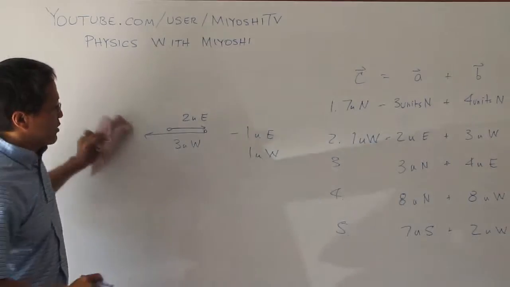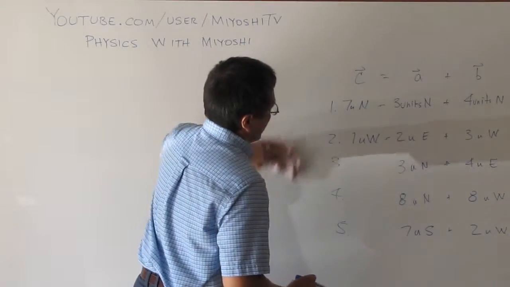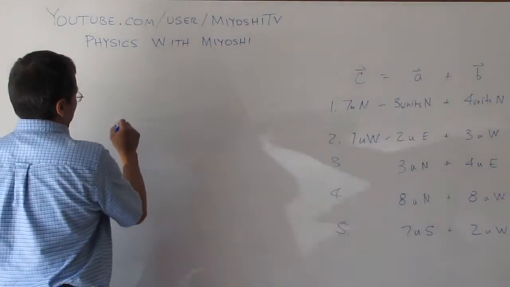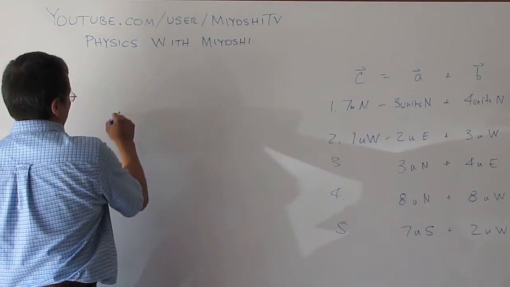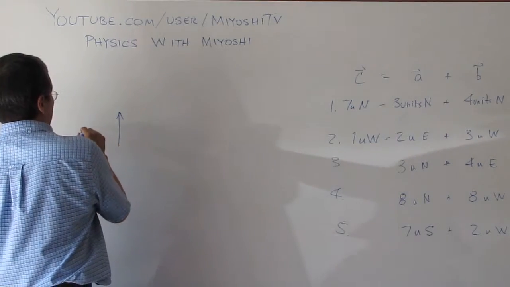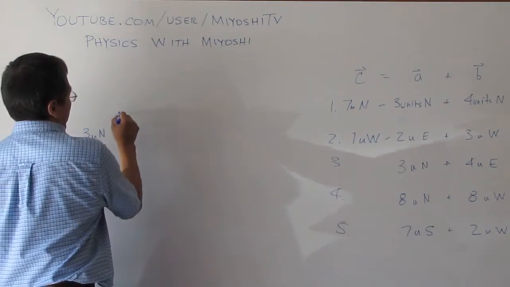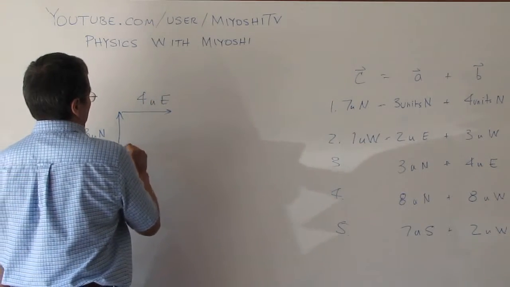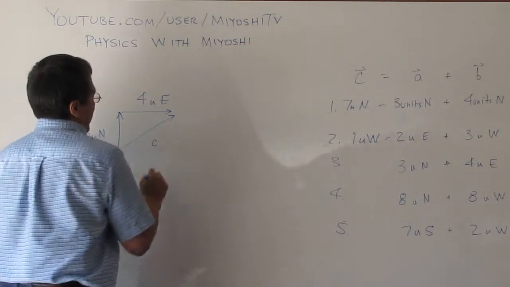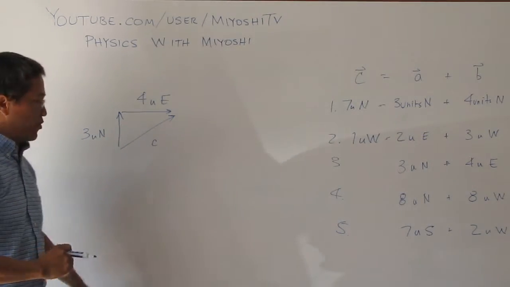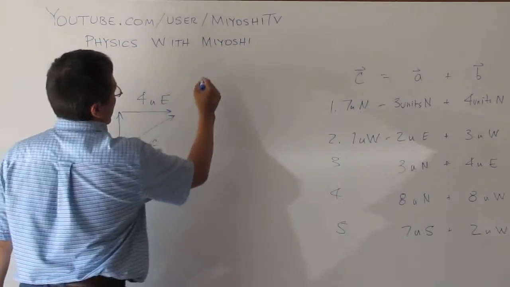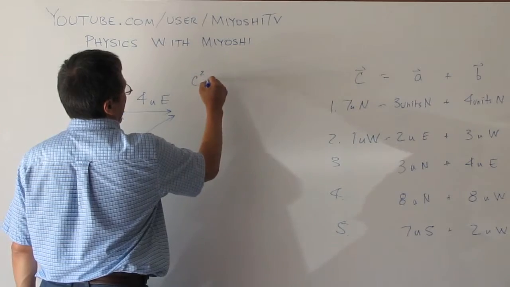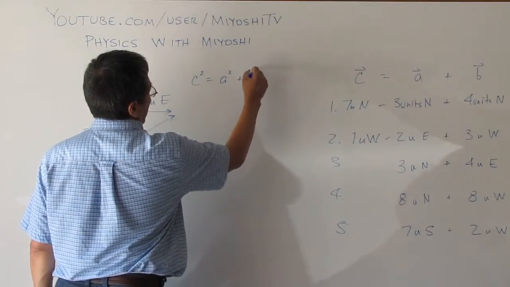Number 3, we have 3 units north and 4 units east. This is essentially the one I showed you the last time, but it's north first. So 3 units north and 4 units east. What's the resultant here is C. In this case, hopefully you recognize the 3, 4, 5 triangle, but if not, we'll just do a little bit of Pythagorean theorem. So I have C squared is A squared plus B squared.